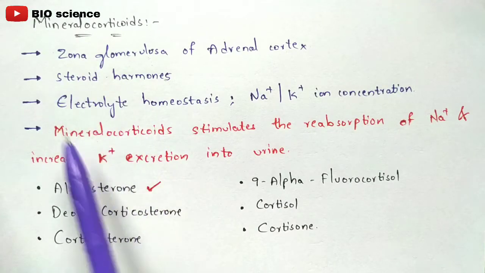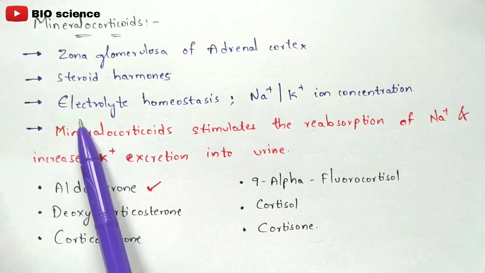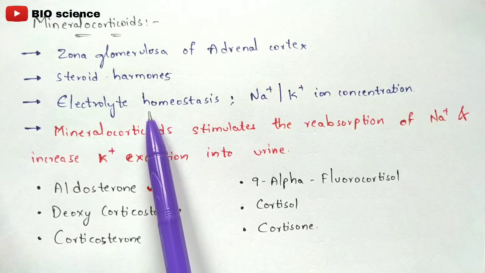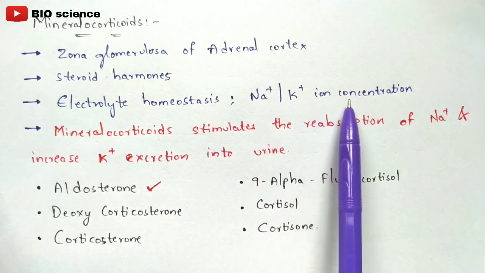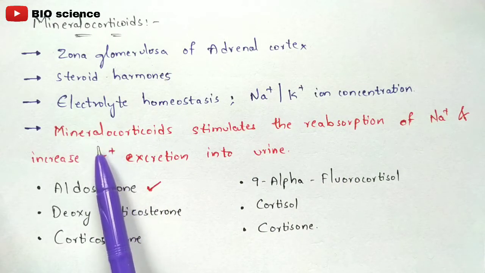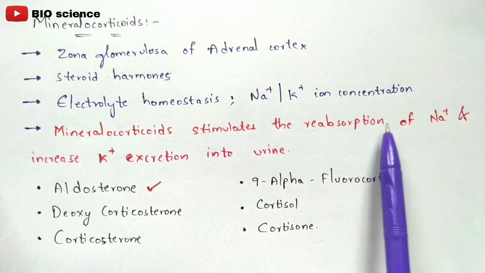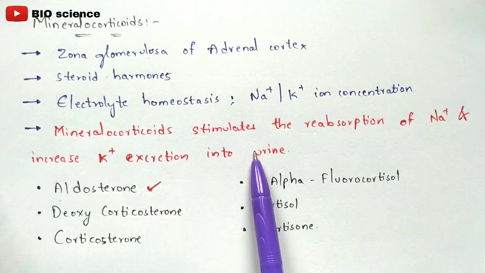So what is the major function of these mineralocorticoids? It plays a major and vital role in electrolyte homeostasis, right? It mainly helps in water balancing. It also balances the Na+ and K+ ion concentration. One of the important statements you have to remember here is that mineralocorticoids stimulate the reabsorption of sodium ion and increase potassium excretion into the urine, right? Did you understand the concept here?